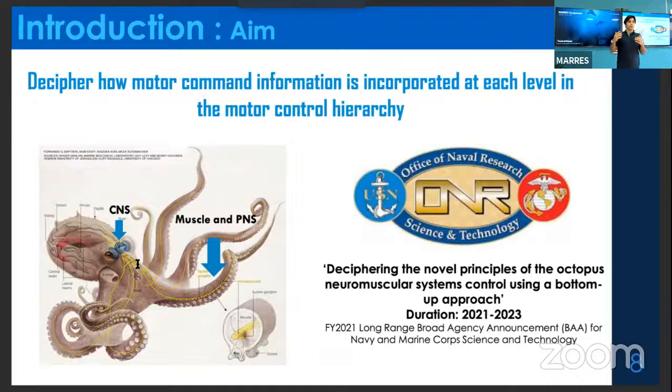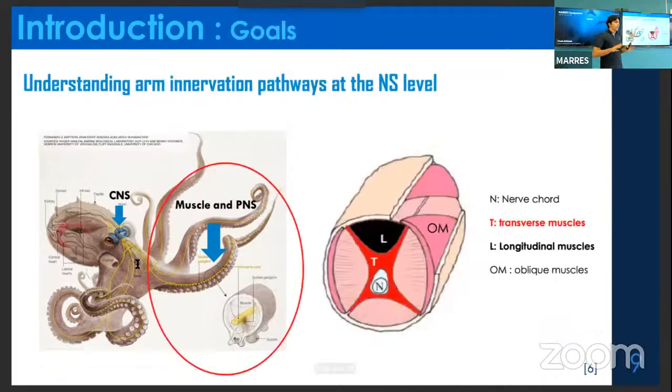So this thesis was part of a bigger project that aimed to decipher how the motor command information is incorporated at each level of the motor control hierarchy. So it aims to understand clearly how the octopus can control all of its movements. In my thesis, I focused on the muscles and the peripheral nervous system.